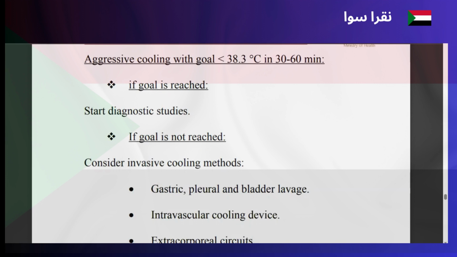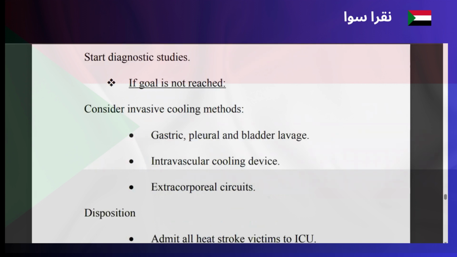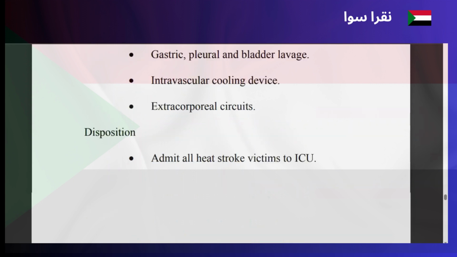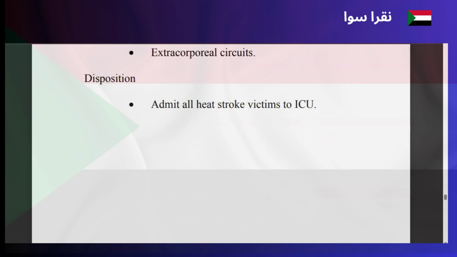If the goal is reached, start diagnostic study. If the goal is not reached, consider invasive cooling methods: gastric, pleural, and bladder lavage, intravascular cooling device, extracorporeal, percutaneous. Disposition: admit all heat stroke victims to ICU. Thank you.